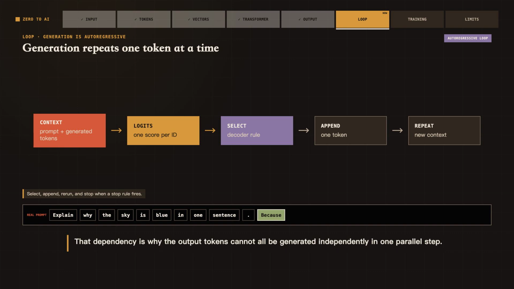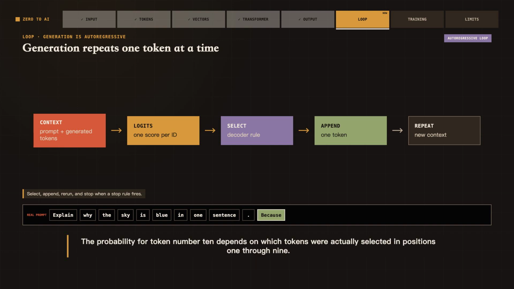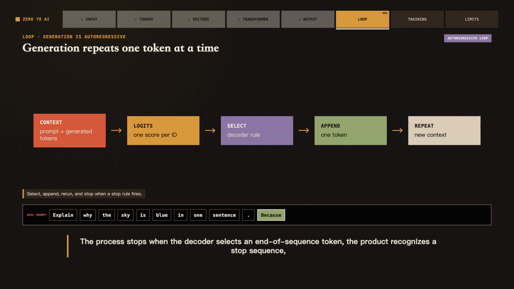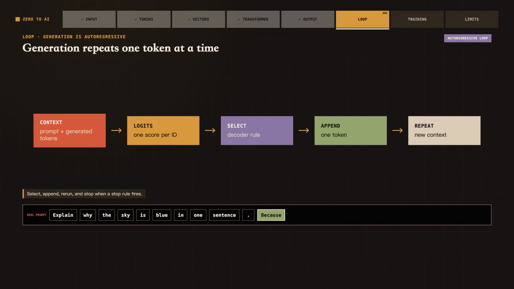That dependency is why the output tokens cannot all be generated independently in one parallel step. The probability for token number 10 depends on which tokens were actually selected in positions 1 through 9. The process stops when the decoder selects an end-of-sequence token, the product recognizes a stop sequence, the response reaches a maximum length, or another control interrupts generation.